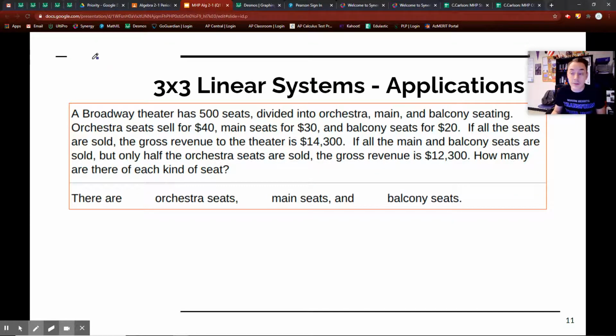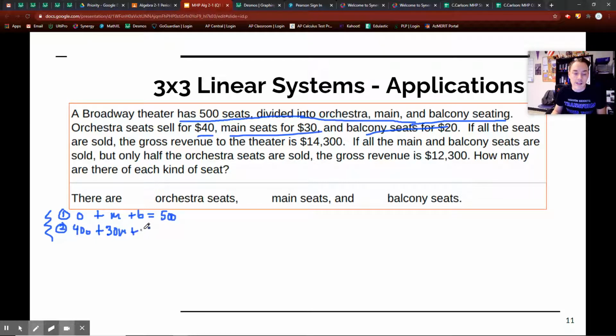Okay, so that means I'm going to be using O, M, and B for my variables. My first equation is going to be O plus M plus B equals 500 seats total. That's the first thing I'm given. Okay, right here. So I'm going to use that sentence to my advantage. The second one, orchestra seats sell for $40 per seat. So that means I have $40 per orchestra. I do a little O for orchestra. Try to keep up right there. And then plus 30 for main, so 30M. And then plus balcony seats is 20, so 20 per balcony seat. Now, if all the seats are sold out completely and utterly, this equals $14,300.